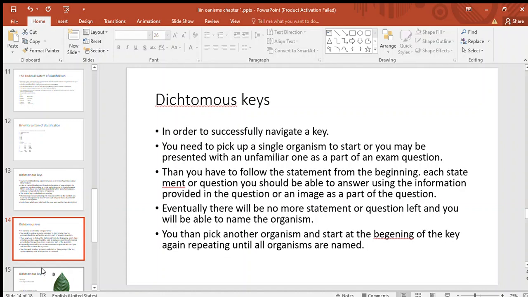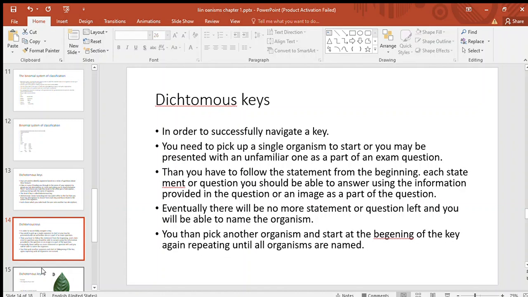Then you go to the next statement. Eventually there will be no more statements or questions left and you will be able to name the organism. Then you can pick another organism. If your question contains more than one organism, you start again from the beginning of the key, repeating until all the organisms are identified or named.